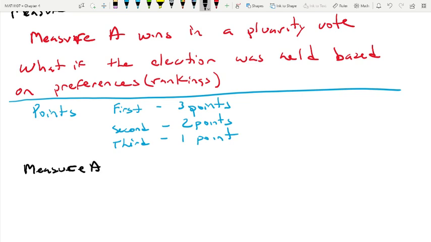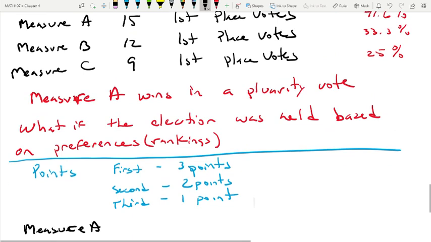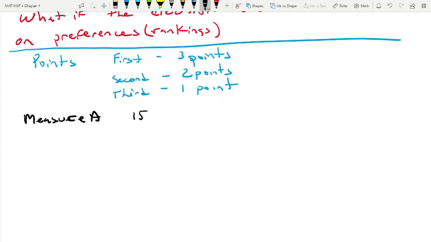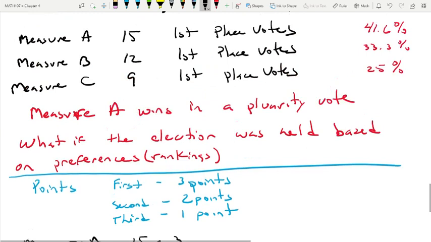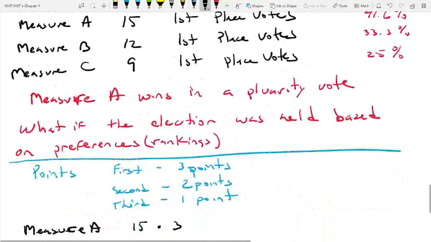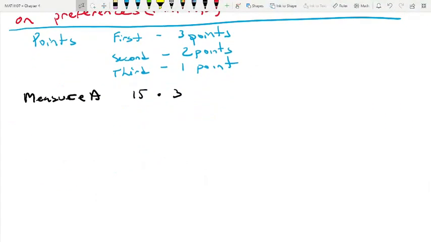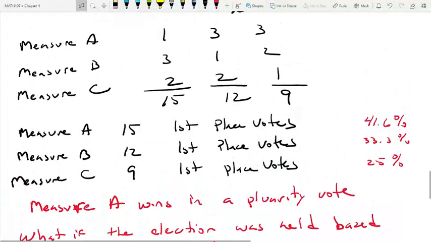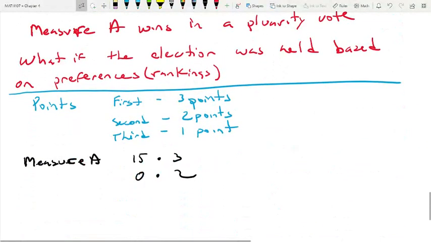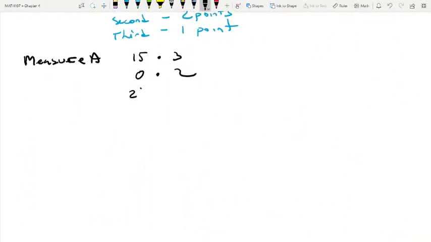So in terms of first place votes, it had 15. So it's going to be 15 times 3. Measure A had no seconds, so 0 times 2. And then it had 12 and 9, so it had 21 third place votes. So 21 times 1. And so this is going to give us 45. This is going to be 0. This is going to be 21. Measure A gets to 66.